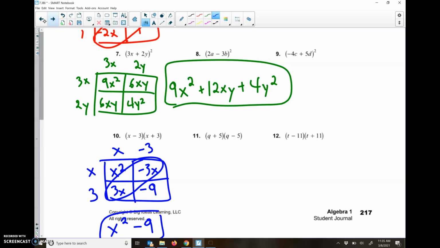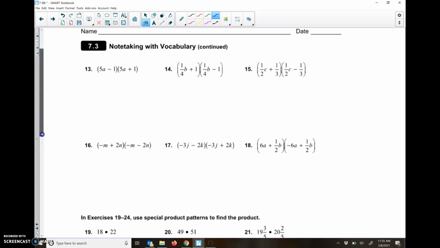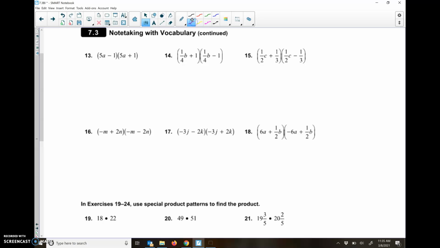Otherwise, on the back page of the note packet here, it's pretty much the same kind of thing. Some of these just are more complex. They have fractions. Otherwise, it doesn't really change. Let's look at number 17. That one looks probably the most difficult there.